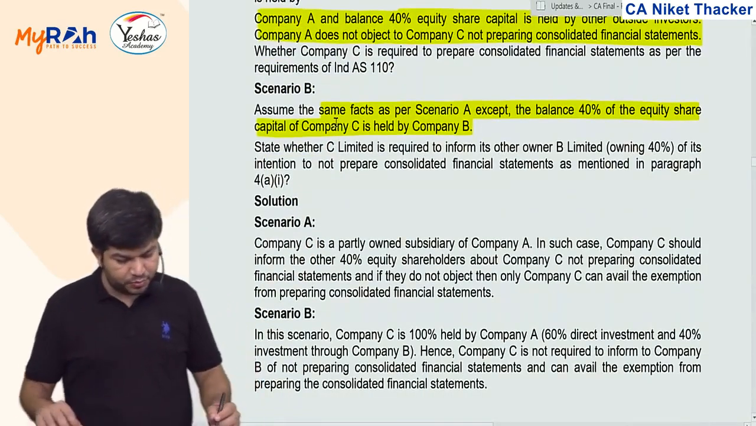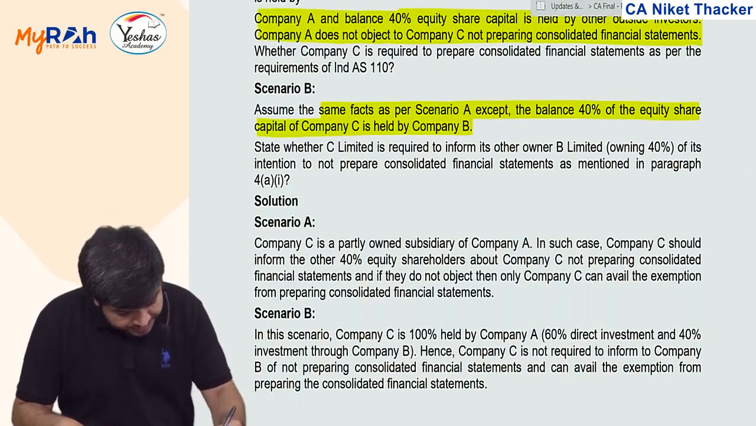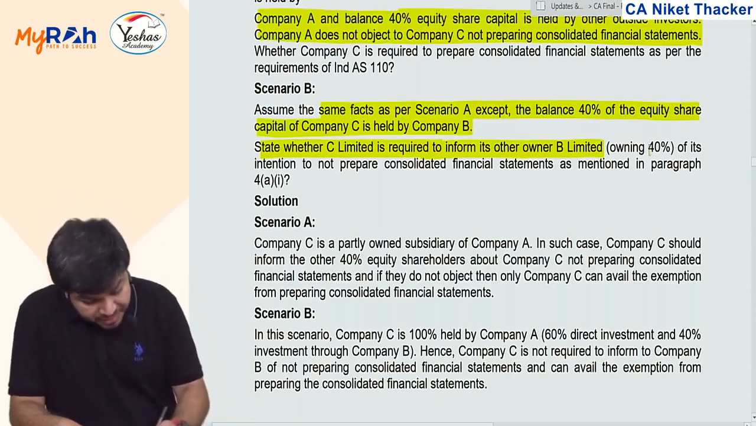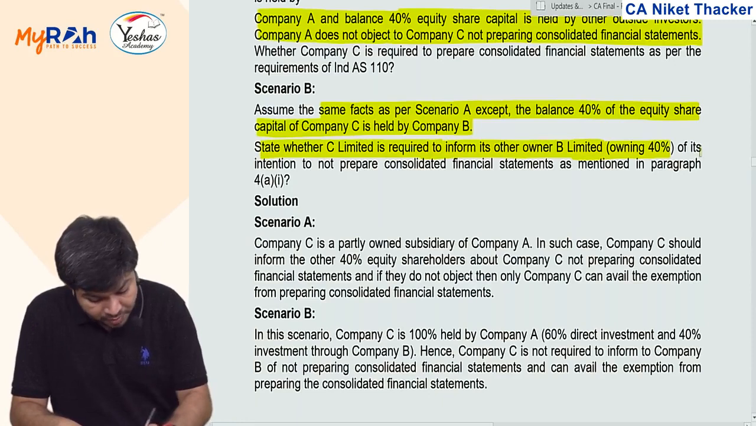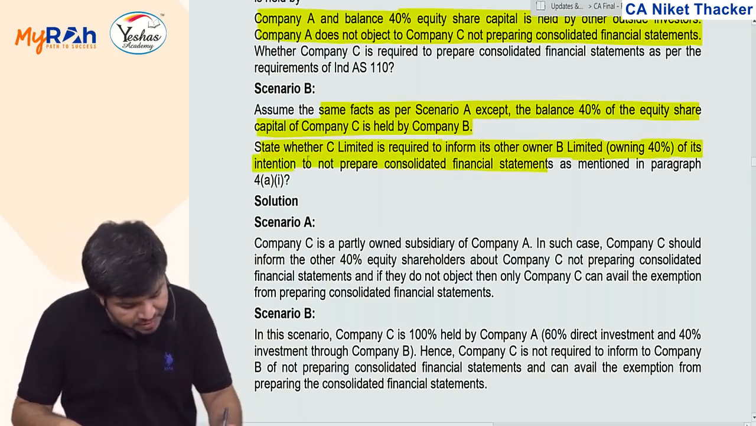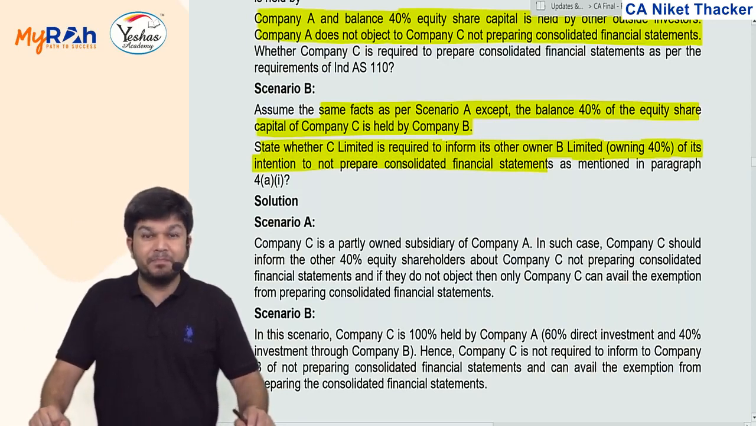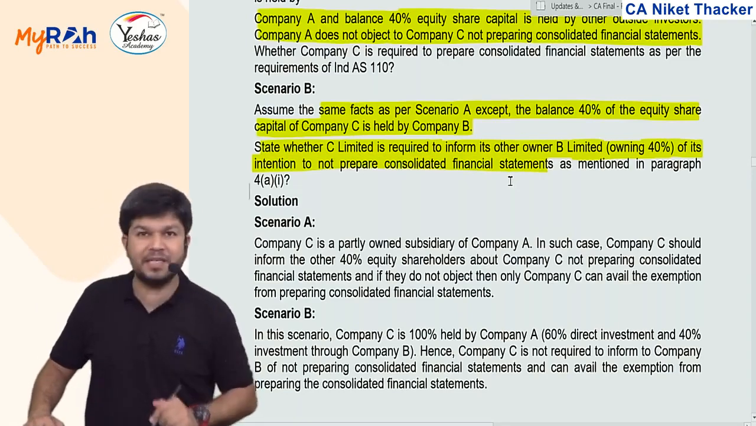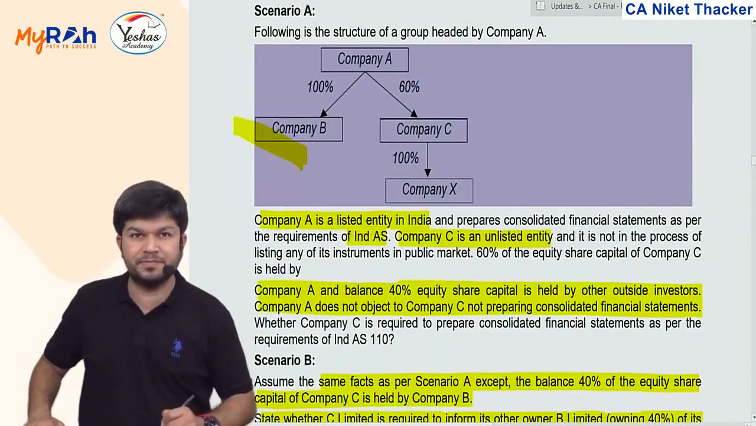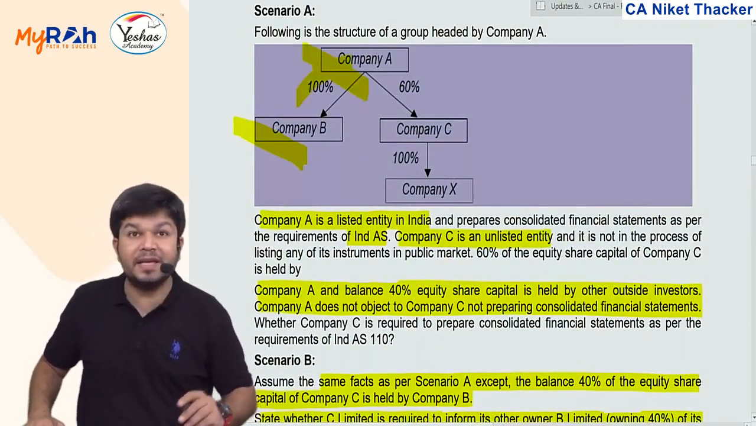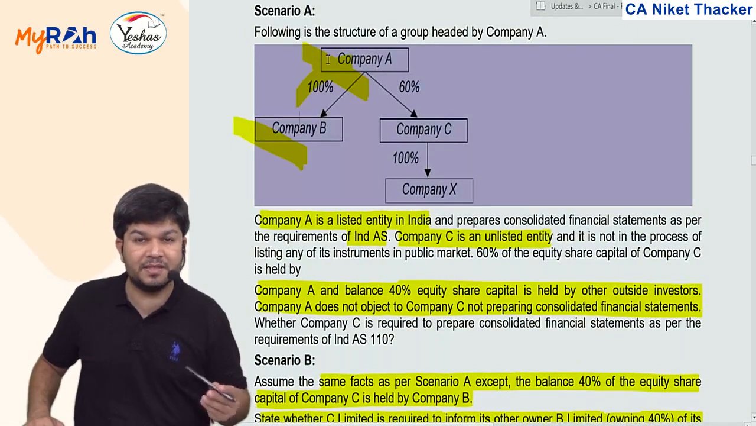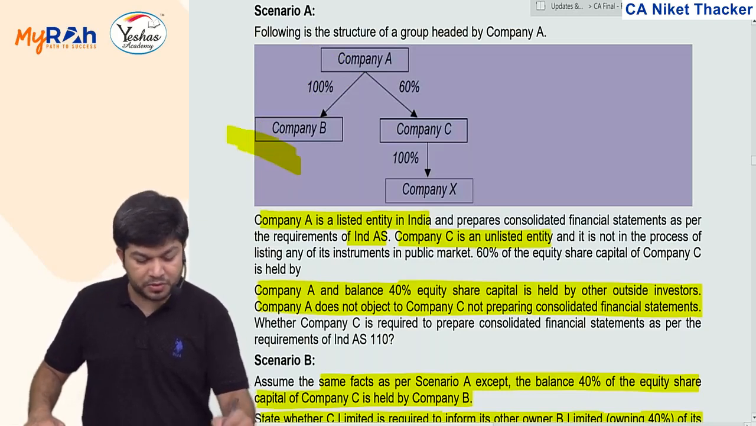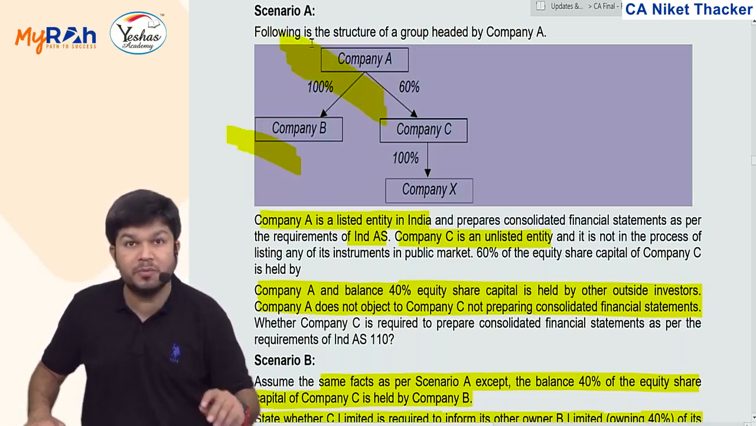If I go to the question, they're asking: state whether C is required to inform other shareholders, that is B Limited, which owns 40%, of the intention not to prepare CFS. See, you don't have to tell. B is ultimately controlled by A, and A has already agreed. B holds 40%, but B is ultimately controlled by A. A has already agreed that if I don't prepare CFS, it's fine. So here I don't have to ask B also, because B is wholly owned by A, whose approval I already have.